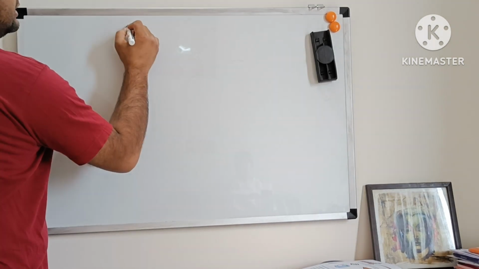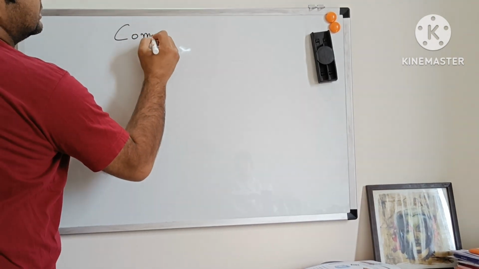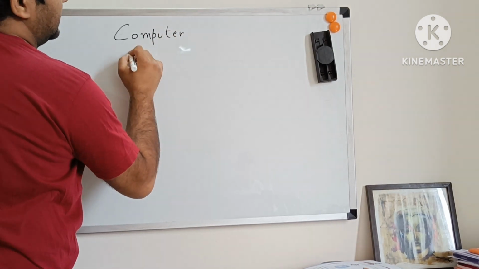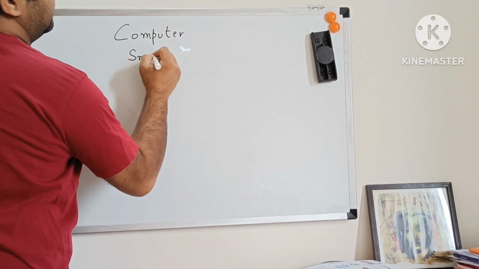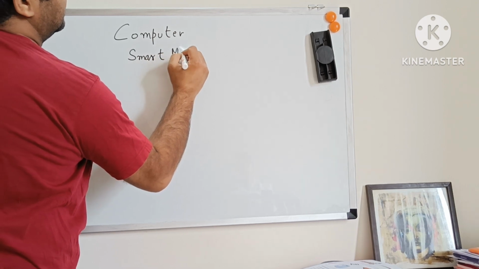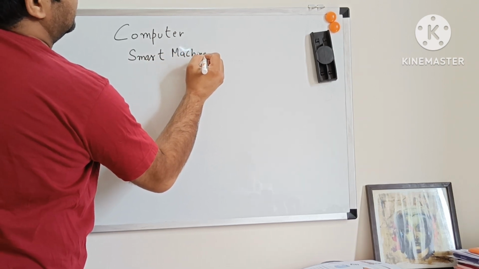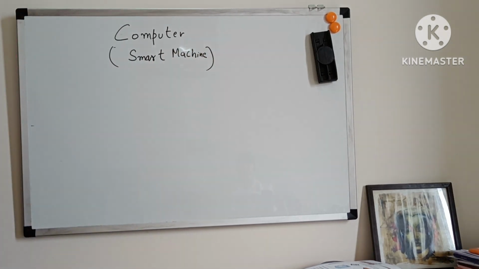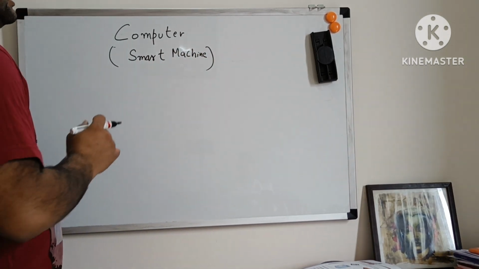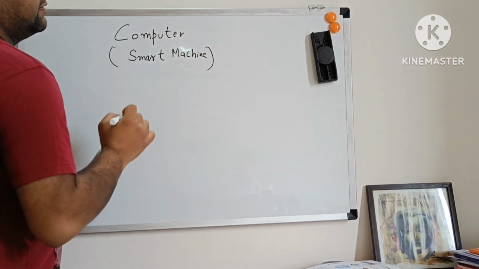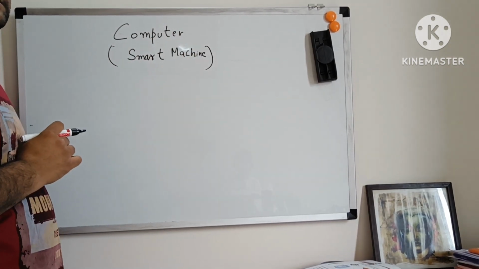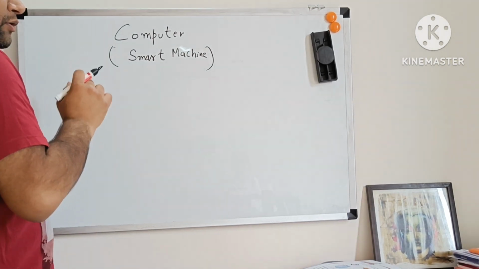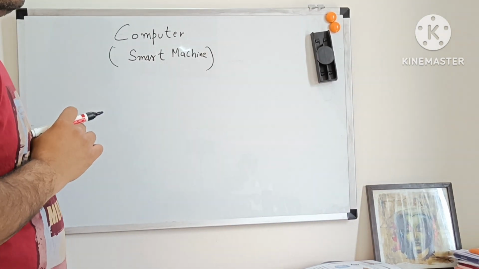Now we are going to study about computer, which is a machine, right? But we call it a smart machine. Why? Because it helps us in many ways smartly. It does not do only one work. It does many works. So that is why it is called a smart machine.